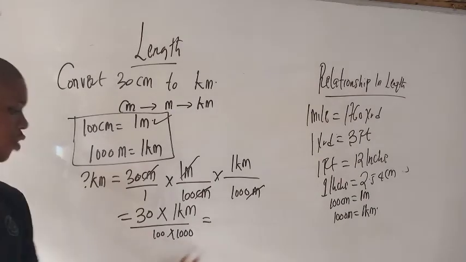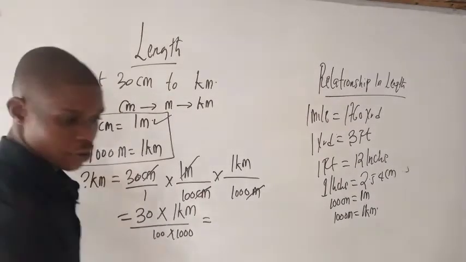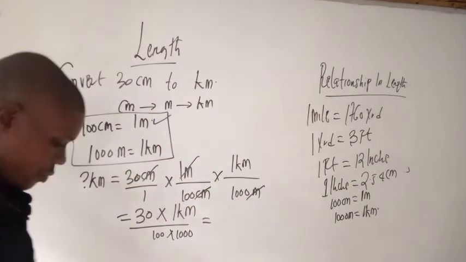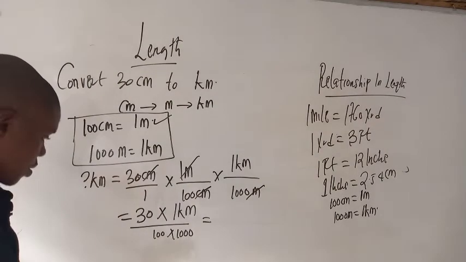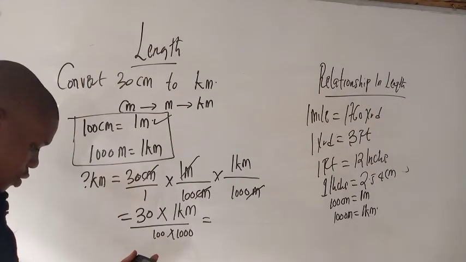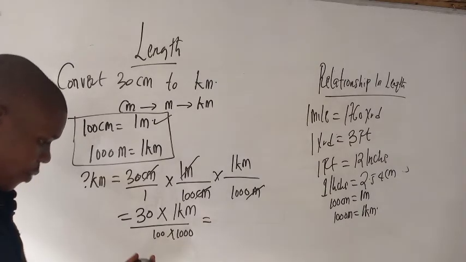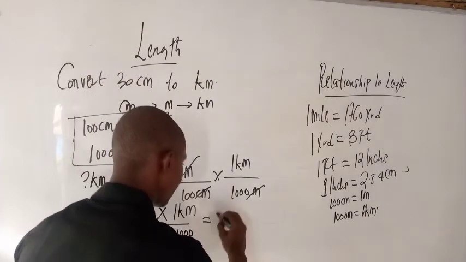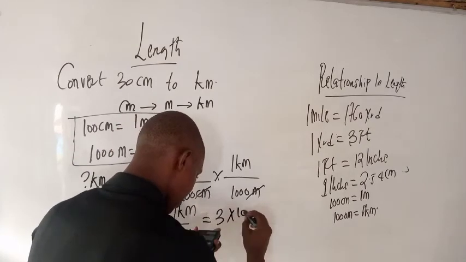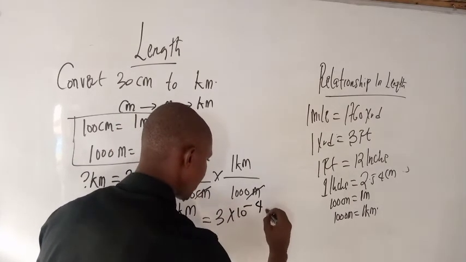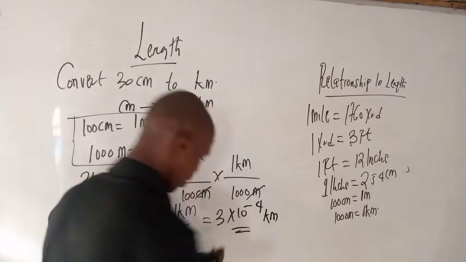So what I have to do is push my calculator and get the answer. Let's push our calculator here: 30 divided by 100 times 1000. Here we have 3 exponential minus 4 kilometers. That is it.